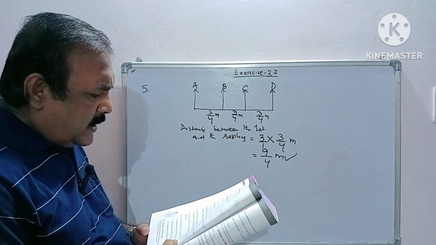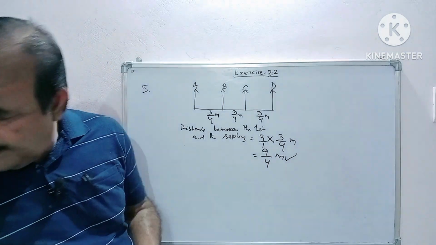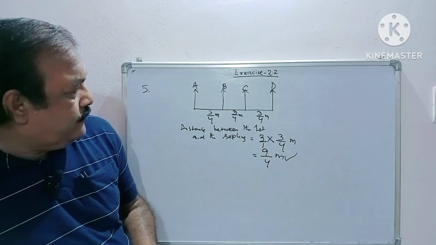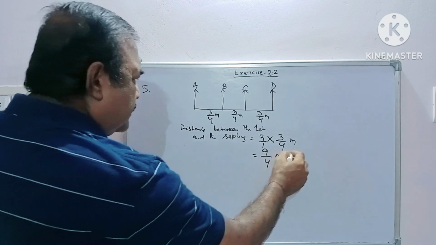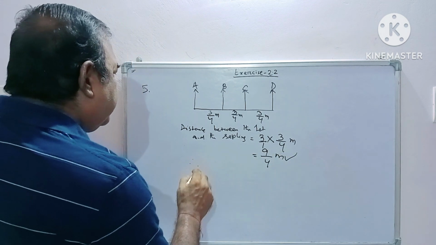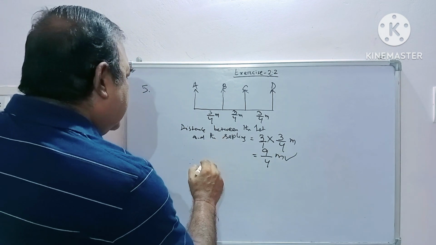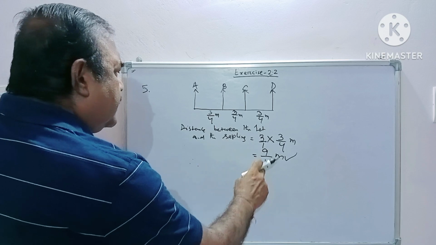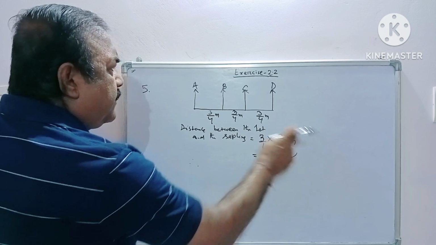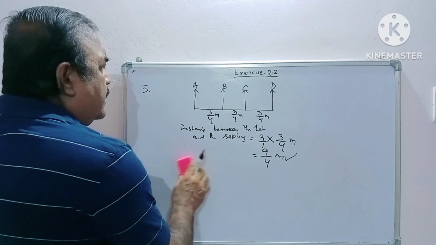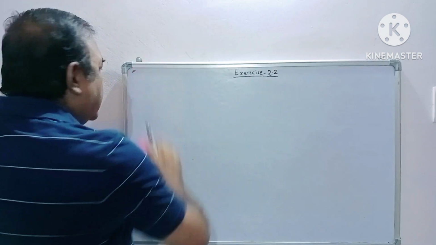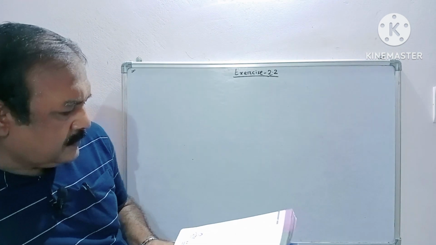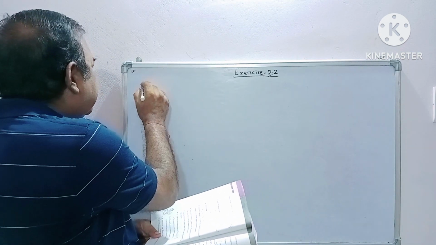So you found the distance. So this is the answer: therefore the distance between the first and last sapling is 9 upon 4 meter. You will write and give a full stop. So this question is solved here. Come to question number 6. What is question number 6?